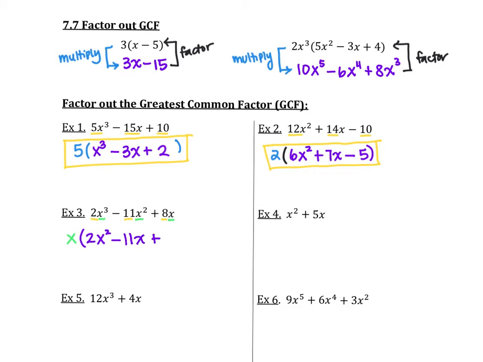Plus x times something to give me 8x. I need an 8 there. I already have the x. Okay, so that's the best I can do for a factored form, or greatest common factor on this one.